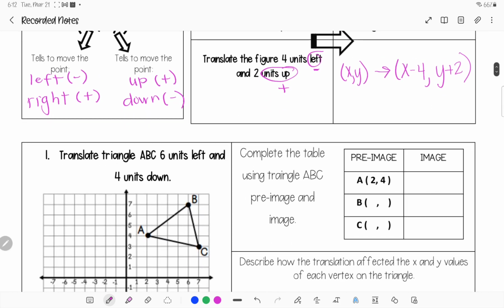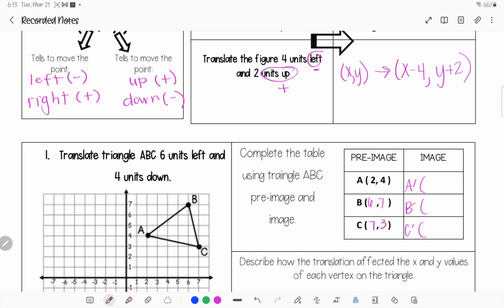All right, so let's look at this. We're going to go 6 units to the left and 4 units down. Our pre-image points are always going to be A, B, C. Pre-image is our original before movement. Our image has been moved, it's been copied to another location. So we're going to have A prime, B prime, and C prime. It already told us that A is at (2, 4), over 2, up 4. B is over 6 and up 7. And C is over 7 and up 3.